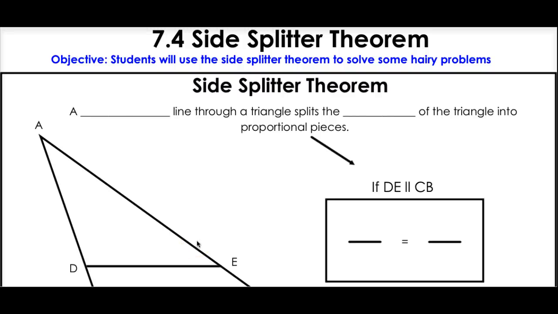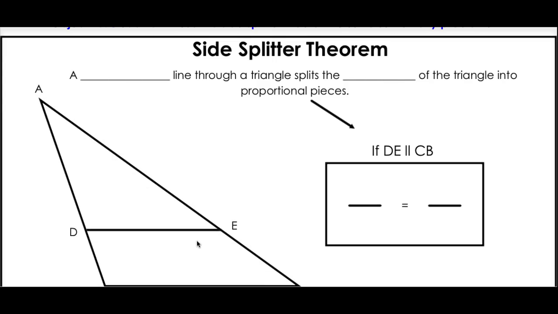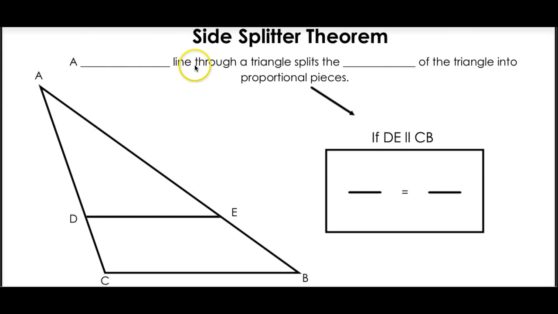Welcome to lesson 7.4, the side splitter theorem. Let's just get into what this side splitter theorem is, and it is this. A parallel line through a triangle splits the sides of the triangle into proportional pieces. What do I even mean by that?